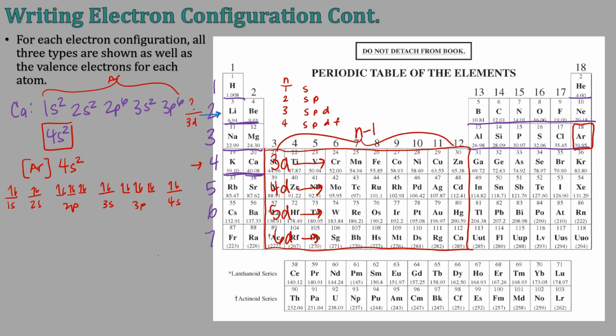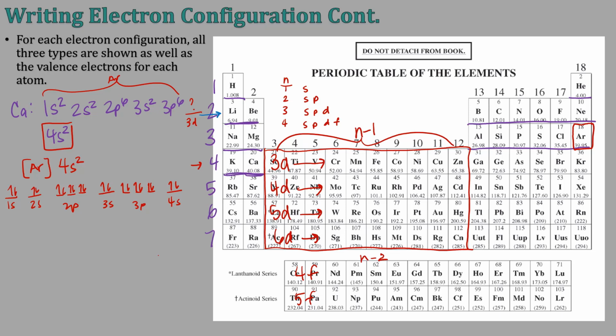And then the f, this is actually 4f, even though it's in the 6th energy level, and this is 5f, so this is n minus 2. We won't do any electron configuration for the f block, but I just wanted to remind you of that.